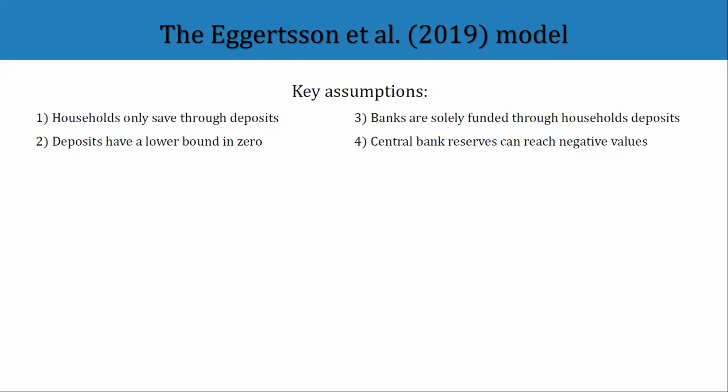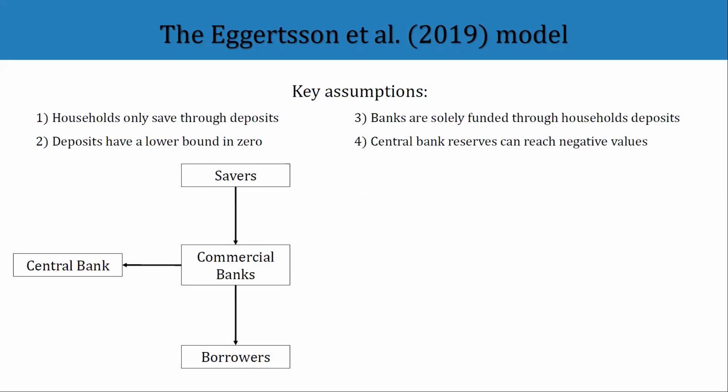Their model is based on these four main assumptions which I've listed here. So households can only save through banks' deposits. These deposits have a lower bound at zero. And banks are also just funded through households' deposits, and they extend loans to borrowers and invest in central bank reserves, which instead can reach negative values.